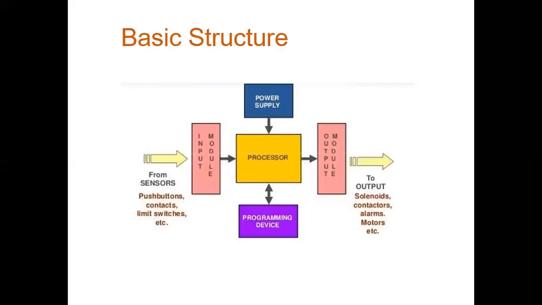So this is the basic structure of PLC. The inputs from sensors are received by the input module, such as push buttons, contacts, and limit switches. That means these are input devices. The data is processed by the processor. The power supply unit gives power to all the functional blocks to enable operation.